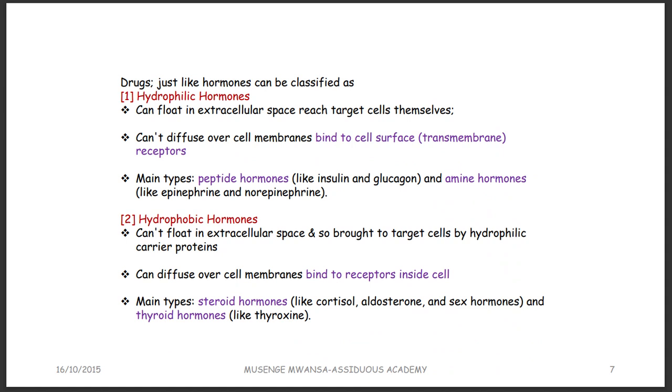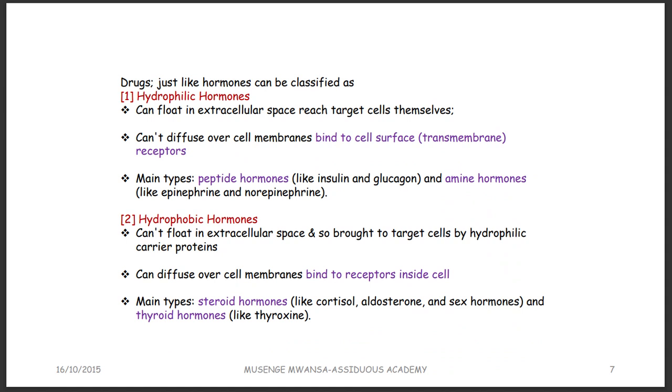So, we know the cell membrane has a lipid bilayer, that is lipid. And you know, according to biochemistry, like dissolves like. So if I want a drug that is going to pass through the cell membrane, it should be lipid in nature. So drugs that are lipid in nature don't attach to receptors on the cell membrane. Instead, they are going to penetrate the cell and attach to receptors that are in the cytoplasm or in the nucleus.